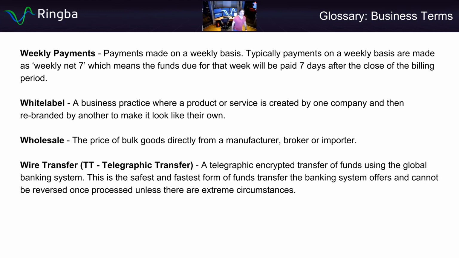Weekly payments, these are the ideal payments for an affiliate or a pay-per-call affiliate. I would say that most of the time, as a pay-per-call affiliate, you're not going to get a weekly payment, but that's the ideal scenario, and that's payments made on a weekly basis. Typically, weekly payments are made as weekly net 7, which means you're getting a payment every week, but it's one week delayed, okay? The funds are paid 7 days after the close of the billing period. So weekly payments are great.